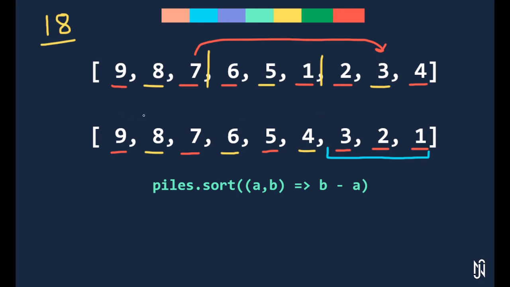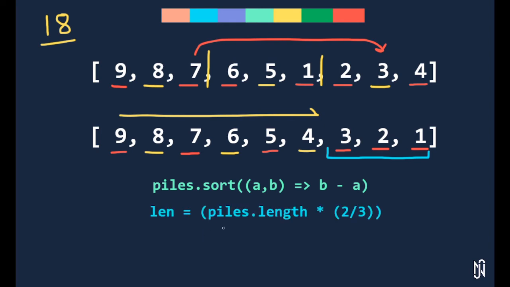We don't want to loop through the entire array. We just want to stop right here before we reach Bob's allotment. So we're going to set a length variable equal to piles.length times 2/3. This will make sure that the final third doesn't get touched and is just given to Bob.